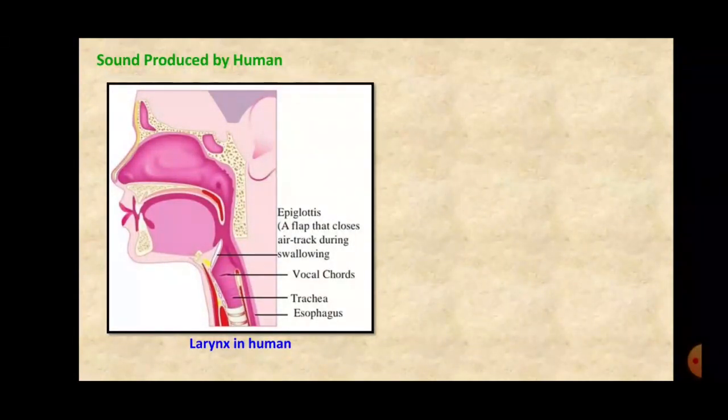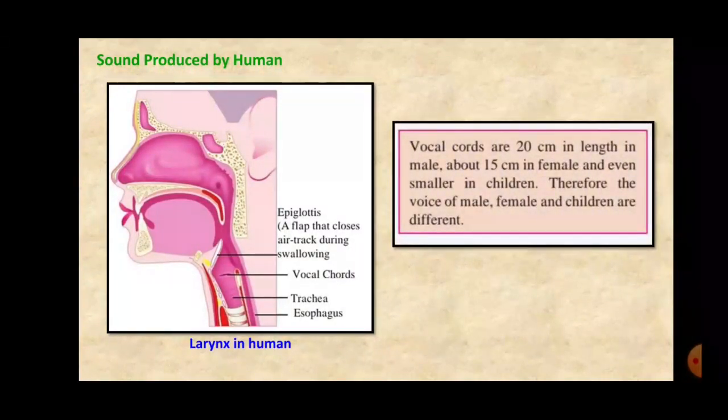You can just perform an experiment. You have to take two rubber strips and then place these two pieces of rubber strips one above another and then blow air through these strips. Now as you blow the air through the gap, a sound is produced. Similarly, the sound is produced in human beings with the help of the larynx or the voice box.